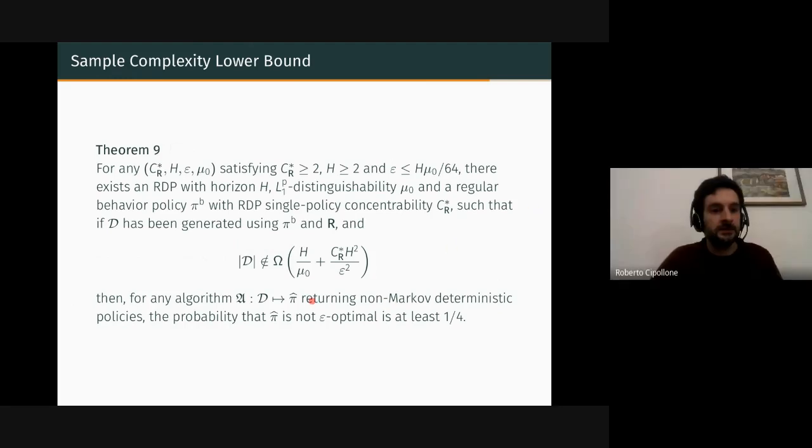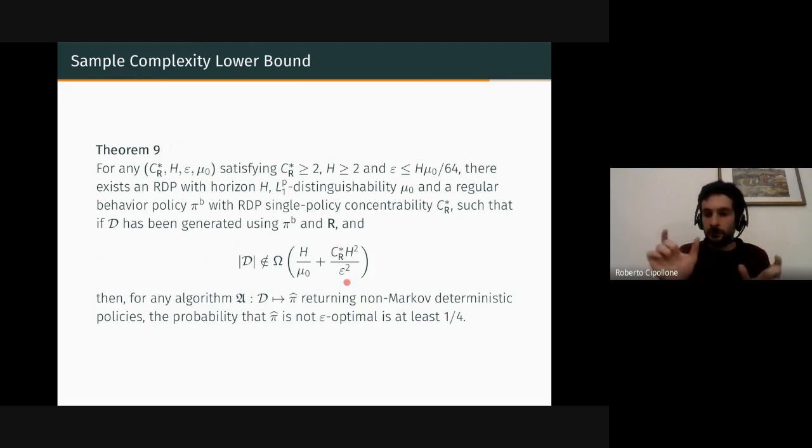Here, this just says that if the dataset doesn't scale with these parameters, we can construct an instance, an RDP, for which any RL algorithm returning non-Markovian deterministic policies will not be epsilon optimal with non-negligible probability. So that's the lower bound for the dataset size that we require.